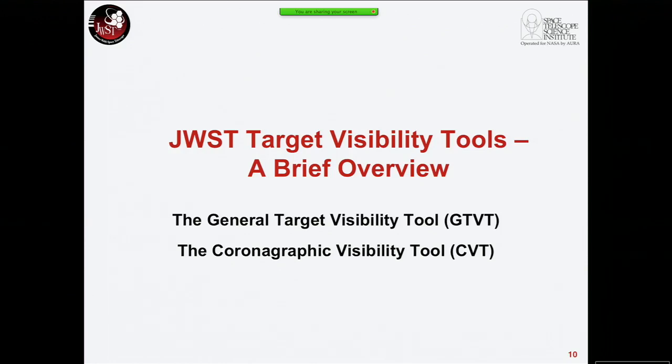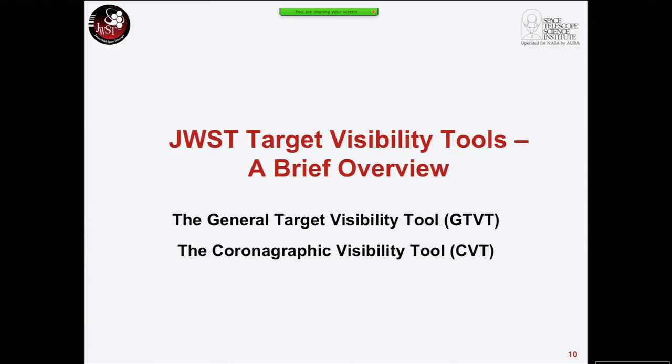So I have one question. The question is, will APT be able to show the coverage circle subject to the actual roll constraints of JWST, and when would that be added? And we do not currently have a plan to add that.